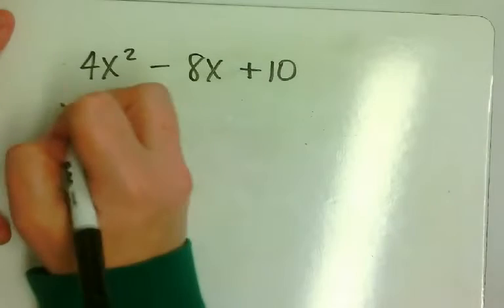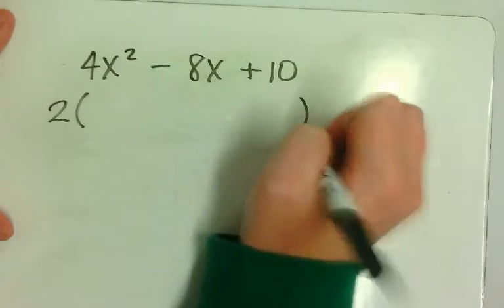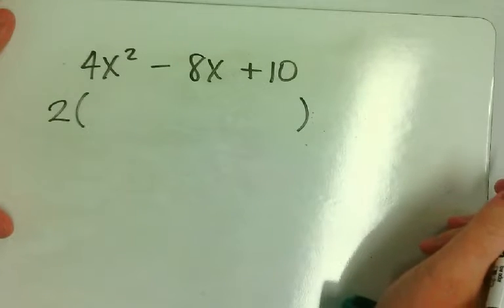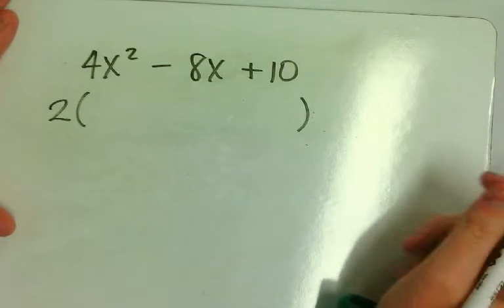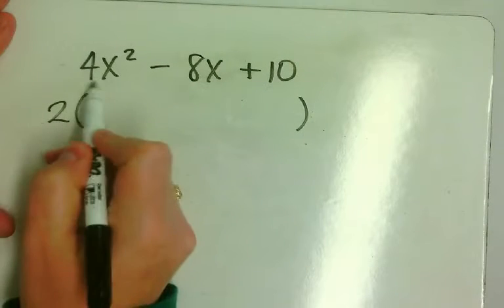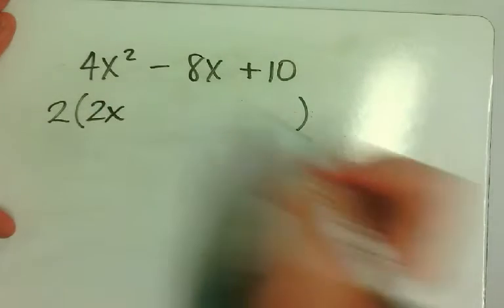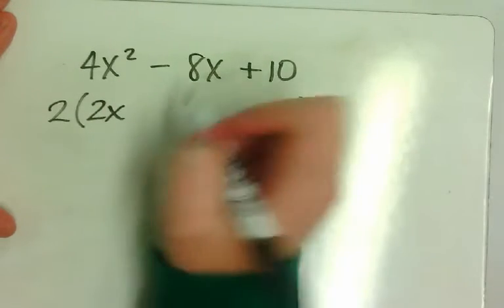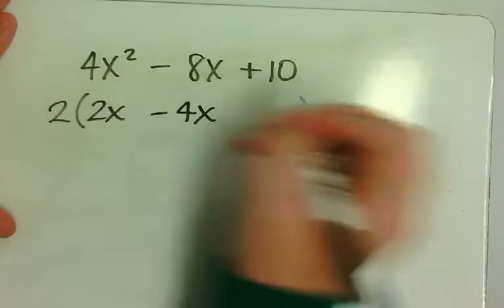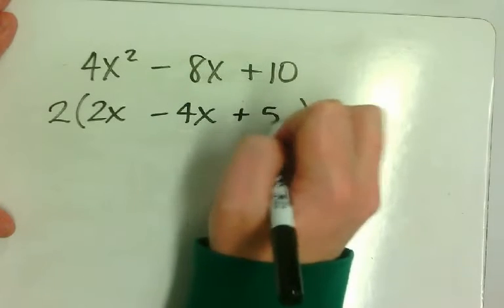So what do they have in common? They're all divisible by 2. So I'm going to put a 2 outside of parentheses. And basically, I am undistributing a 2. So 2 times what is 4x squared? Yes. And 2 times what is negative 8x? Negative 4x. And 2 times what is 10? 5.